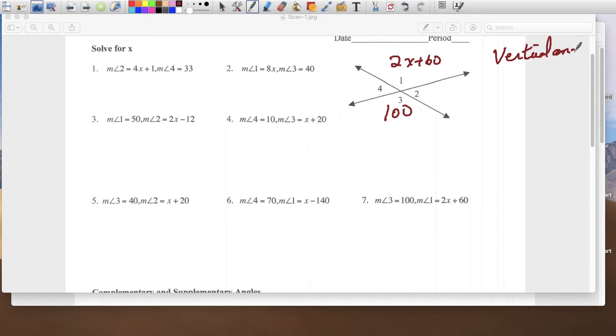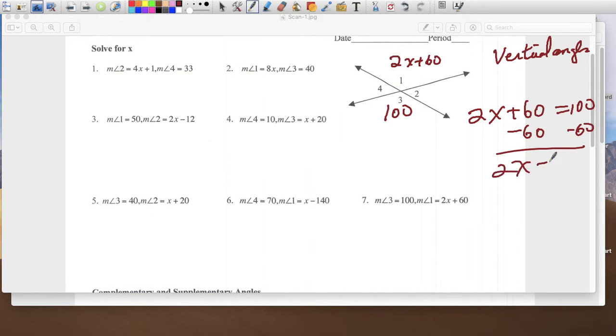And vertical angles are equal to each other. So if this is 100, I already know, and you guys already know, that this is 100 too. But we're asking for the value of x, so let's set the equation. I know that they're equal to each other, so 2x plus 60 equals 100. That's how we set it up. Minus 60, minus 60. 2x equals 40. Divide by 2, divide by 2.